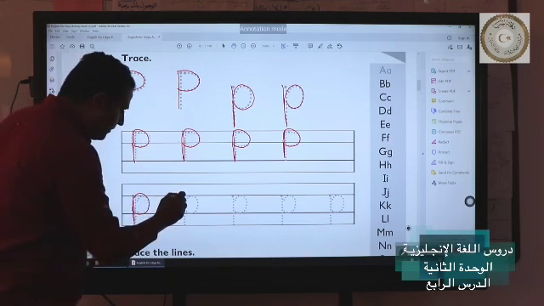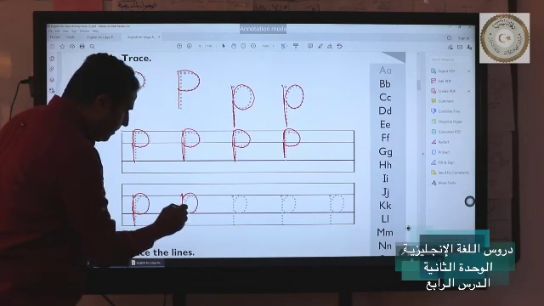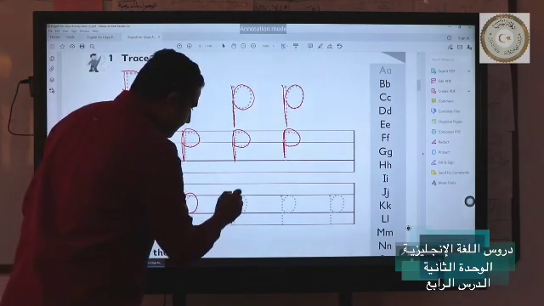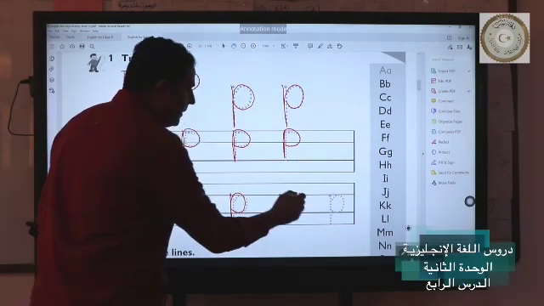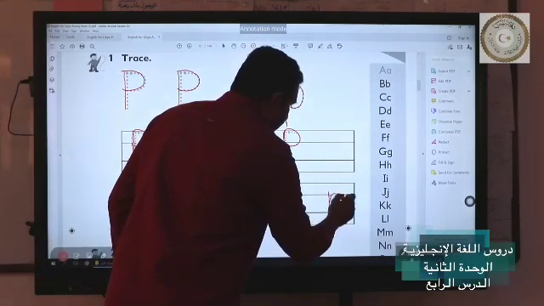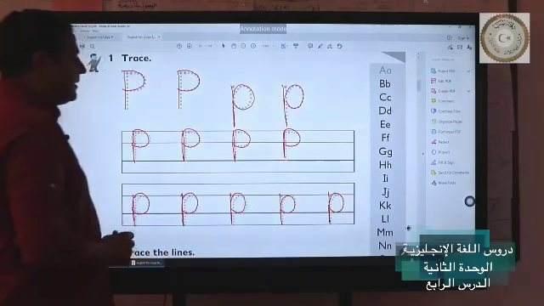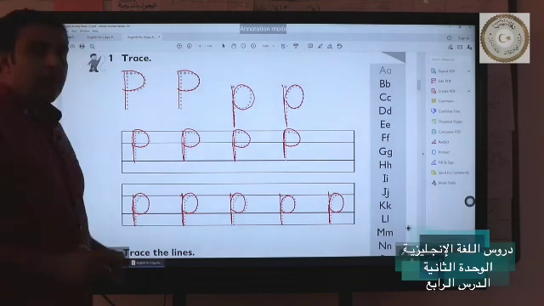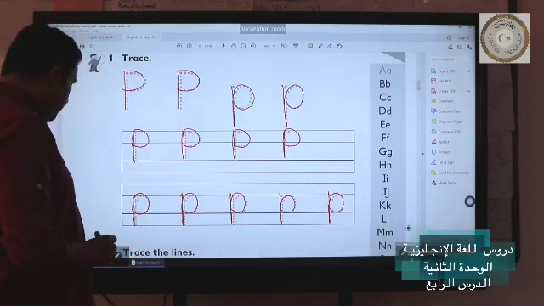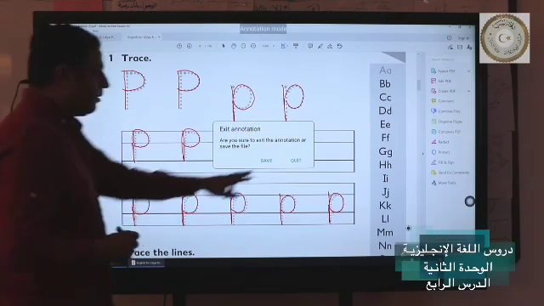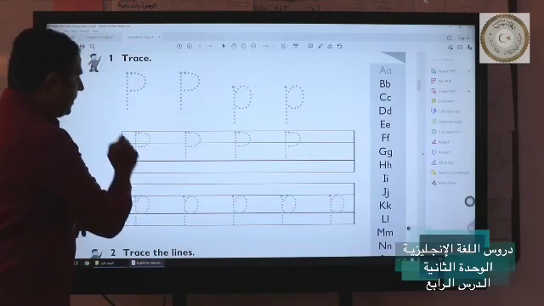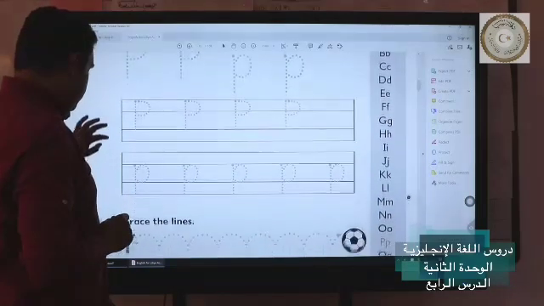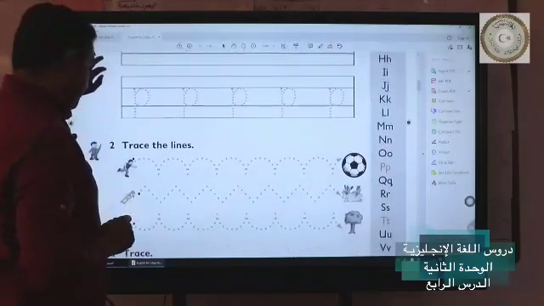P. P. P. P. This is the sound P or letter P, and how do you say it? P. We pronounce it as P. Right? So this is the way. Let's all write it together like this. We must follow the steps, going down and up in this way, from left to right. Now trace the line here.